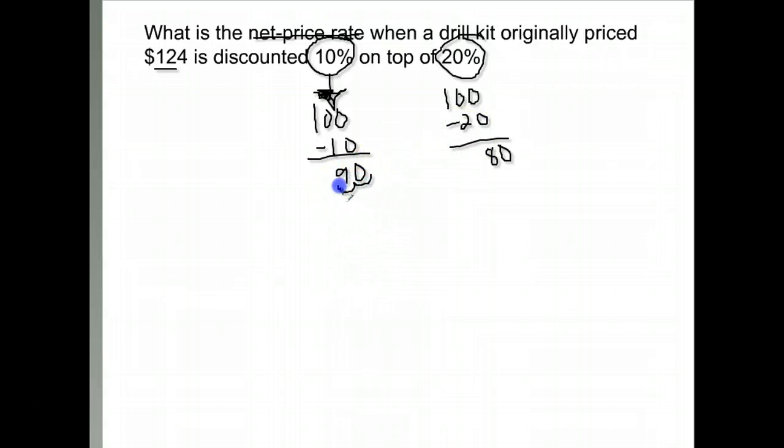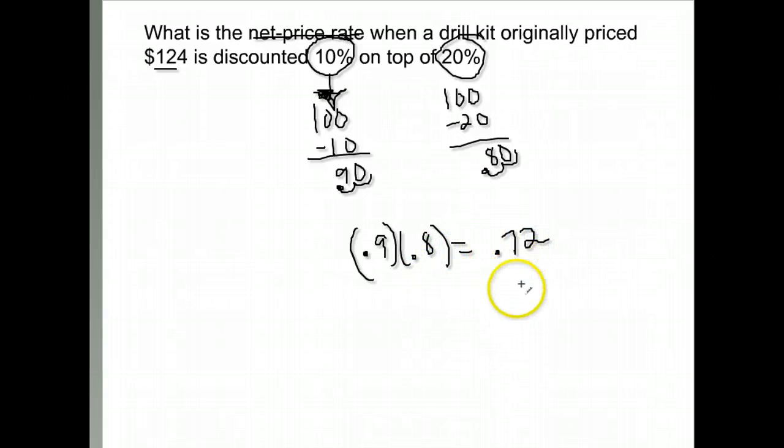Move the decimal 2 places to the left and multiply the 2 rates together. So we have 0.8 times 0.9 again is 0.72. When we write down the net price rate, we want to write it as a percent. So we move the decimal back 2 places to the right and get 72%.